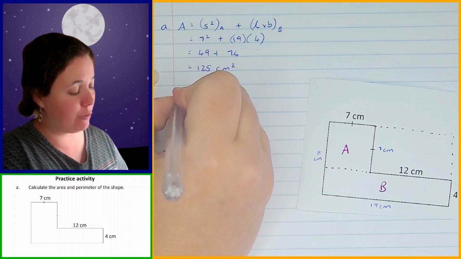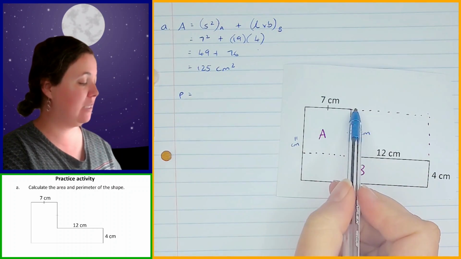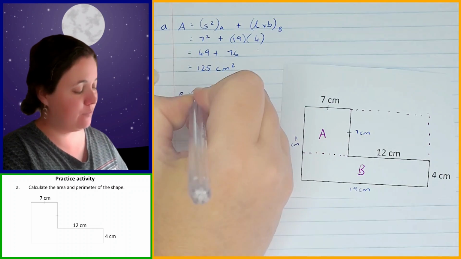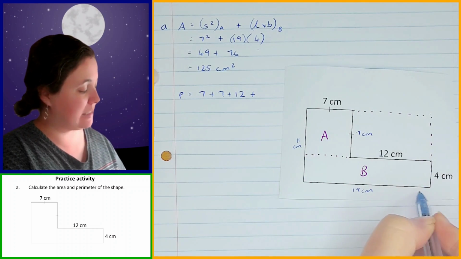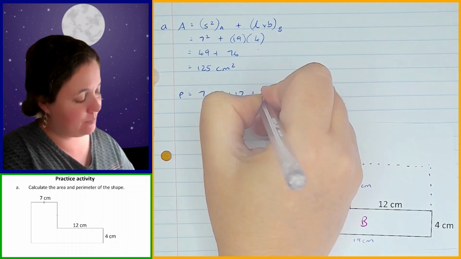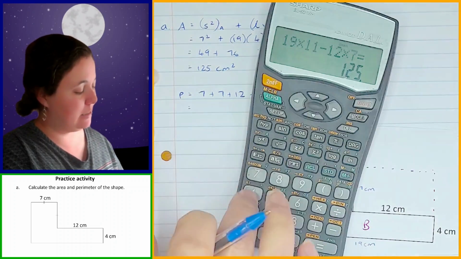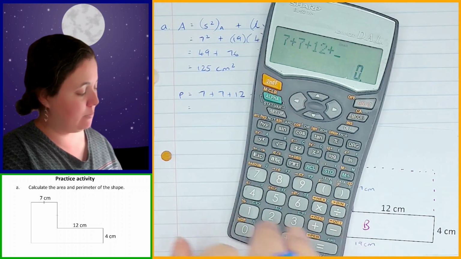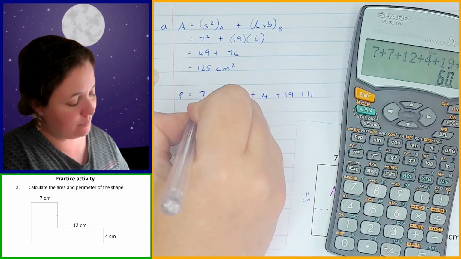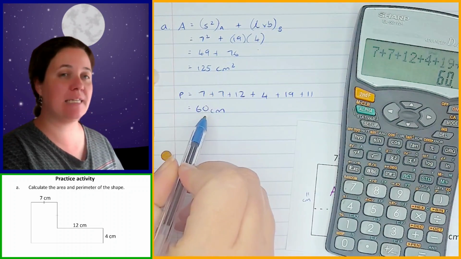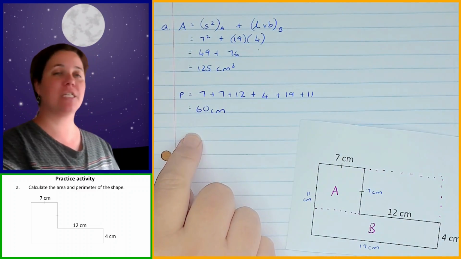Now we're going to work out the perimeter. To work out the perimeter, we're just going to add up all the sides as we go around. So I've got 7 plus 12 plus 4 plus 19 plus 11. So over here, 7 plus 12 plus 4 plus 19 plus 11, and that gives me 60. So the perimeter is 60 and the area is 125 centimeters squared. So that's what you should have got for question A.